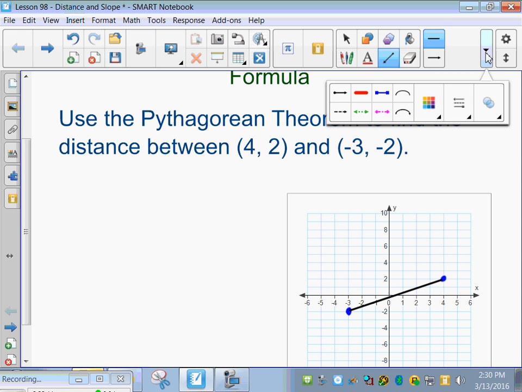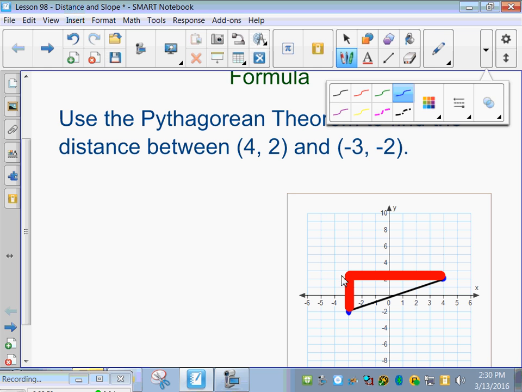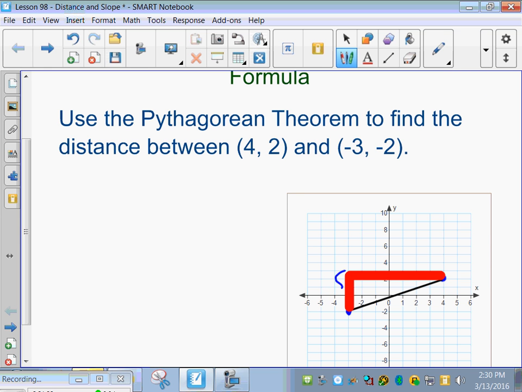So let's do maybe a different color. So we've got from here to here, here to here. That one's kind of hard to see. All right. So what we need to know is how far is it from here to here, so I can do a squared plus b squared equals c squared.